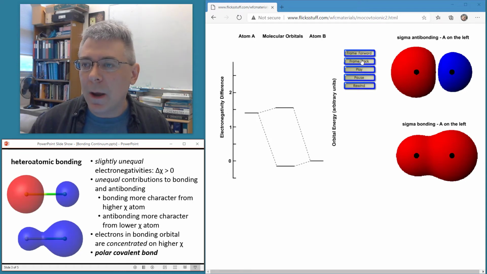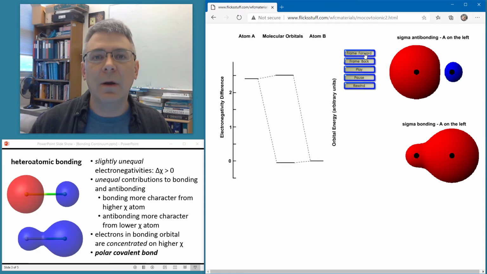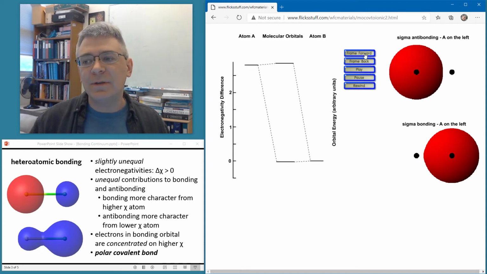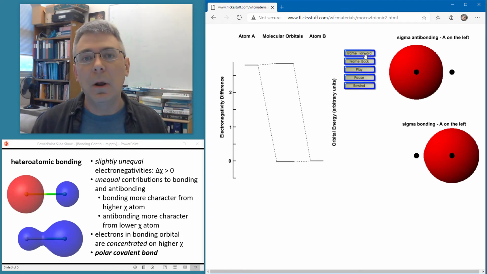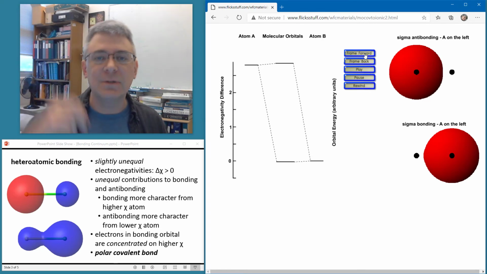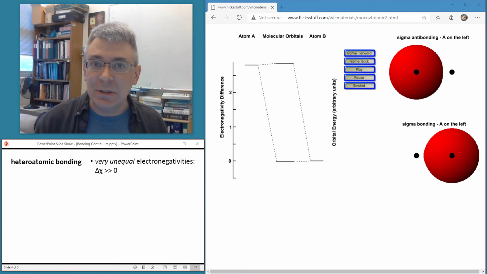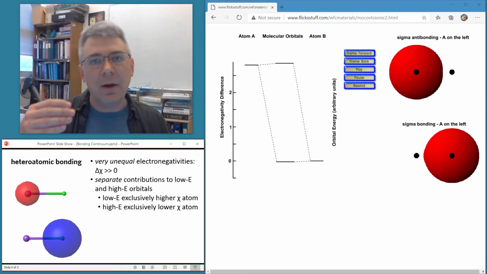But suppose I keep going. I can increase this electronegativity difference so that the electronegativities are nothing alike. There's a difference of 2, even 3 between these two atoms. And now what you wind up with is effectively no shared overlap of those orbitals at all. Now you can see that the low energy orbital is essentially just the atomic orbital from the electronegative low energy partner. The high energy orbital is essentially just the atomic orbital from the high energy partner, the electropositive partner. And so now we have a very, very skewed heteroatomic interaction, essentially no interaction at all. Completely separate contributions to the high energy and the low energy orbitals.